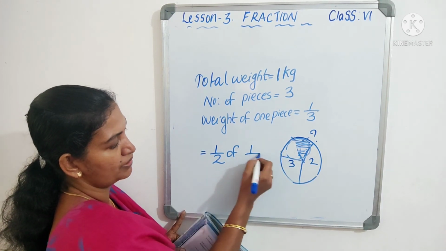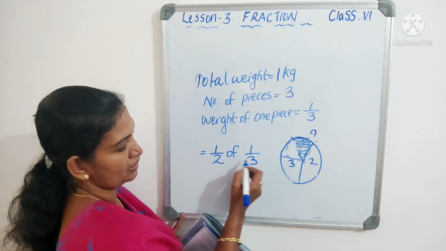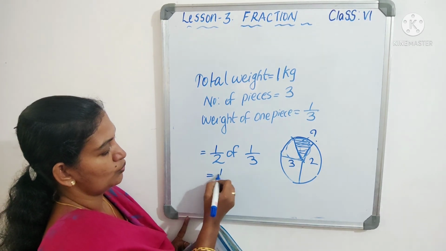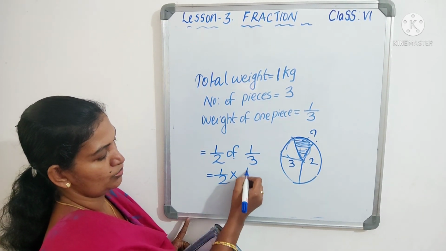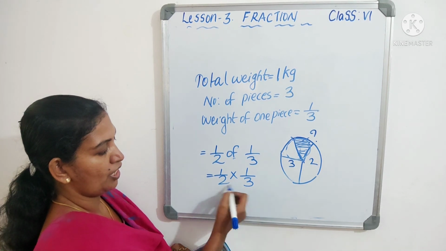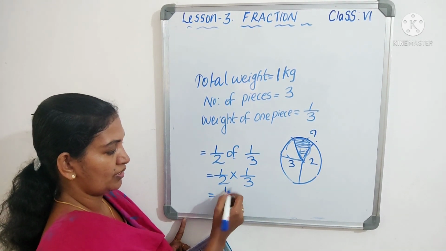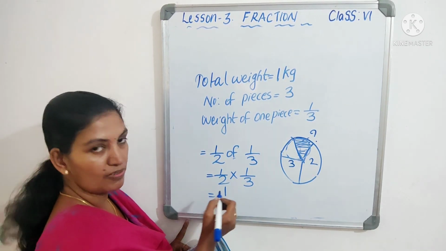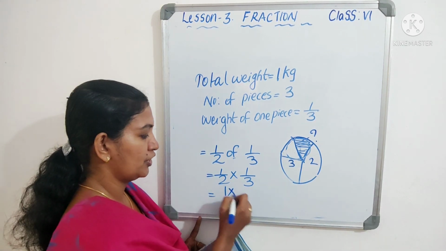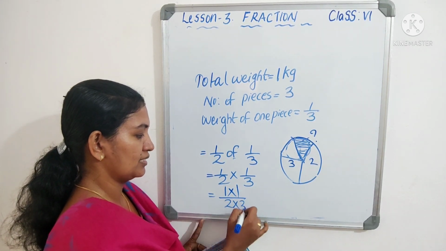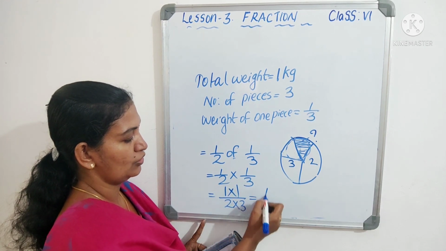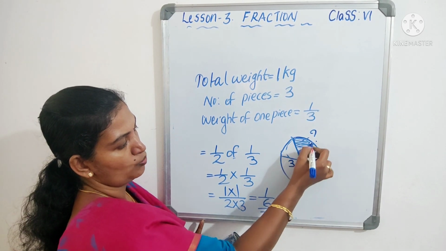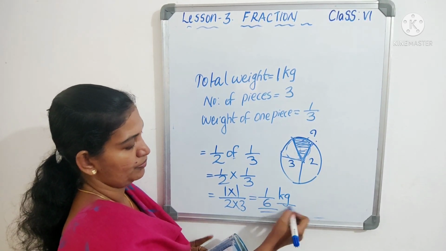That is half of 1 by 3. We know that this total weight is 1 by 3. So half of 1 by 3 is equal to half into 1 by 3, where of means into. Now we have two fractions, 1 by 2 and 1 by 3. If you want to multiply fractions, multiply the numerators and multiply the denominators: 1 into 1 and 2 into 3 is equal to 1 by 6. So the weight of this small piece is 1 by 6 kilogram. Understood all of you?